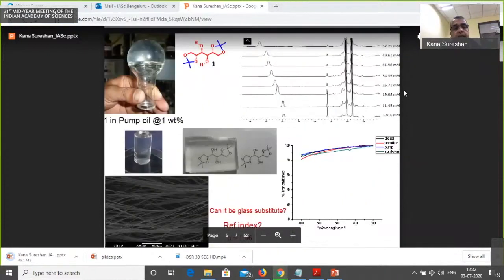Next slide, please. Yeah, so this is one of such molecules we have made. This is made out of mannitol and acetone. And this is a good gelator for many oils. The oils are very interesting because they have the refractive index of glass, 1.5. They are transparent and they have a refractive index like glass. So they can be a glass substitute. For example, water cannot be a glass substitute because the refractive index is so poor, though it is very transparent. So we thought, since we have a gelator which can make gels of different oils, we can use them as soft optics.